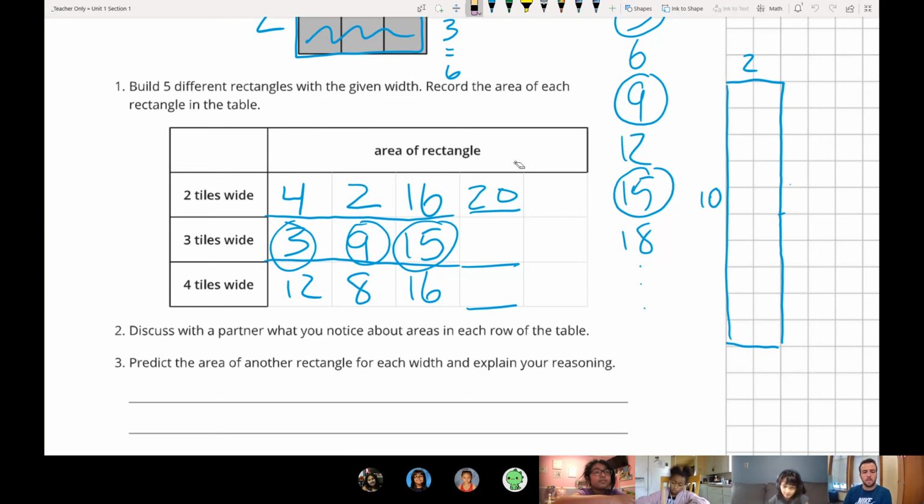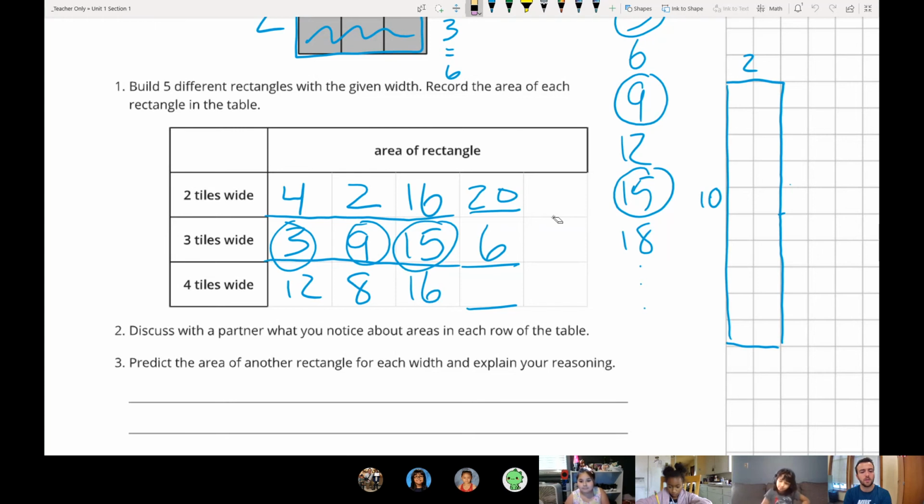Does someone want to share a 3 tiles wide? Like, what's an example of an area of a rectangle that's 3 tiles wide that we can think of right now? Now that we have kind of an idea of what multiples are, what's a multiple of 3? Malia? 6? Yeah. How did you know it was a multiple of 3? Because 3 plus 3 is 6. Yeah, you can skip count and land on it, right? When you're counting by 3s.